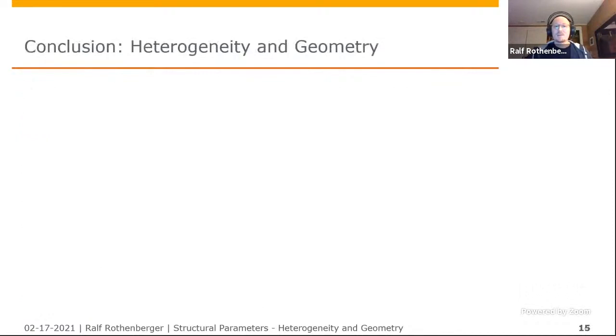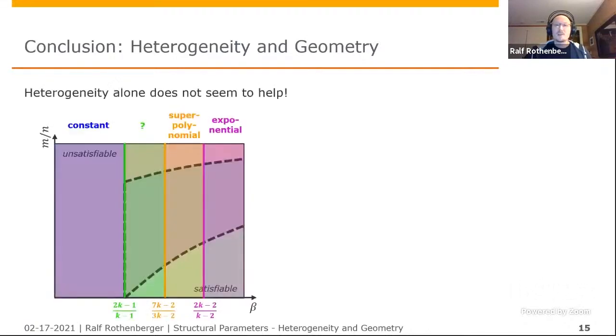This was our take on geometry, or locality via geometry. And I'm going to conclude now and recap what we saw. Essentially, what we showed was that heterogeneity, in terms of a power law distribution at least, doesn't seem to help much. If the power law exponent is too small, you get a constant resolution size. If it's too large, you get super polynomial resolution size. Although it might still be that there's some sweet spot in between, which might model CDCL runtime on industrial instances nicely, but I actually doubt it.